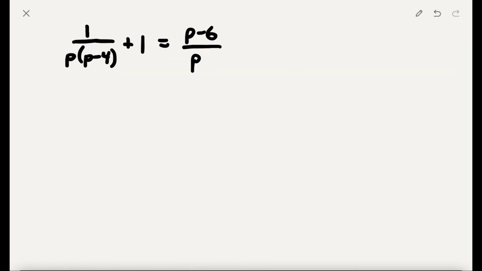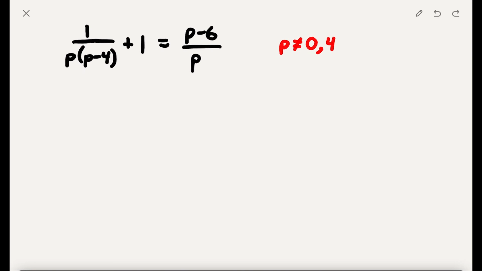For this next one, right away, we're going to do the possible excluded values, so p cannot be equal to 0 or equal to 4, because that would cause a division by 0 here and here. And you can't have divisions by 0. So from here now, I am going to factor everything, which it already is factored.